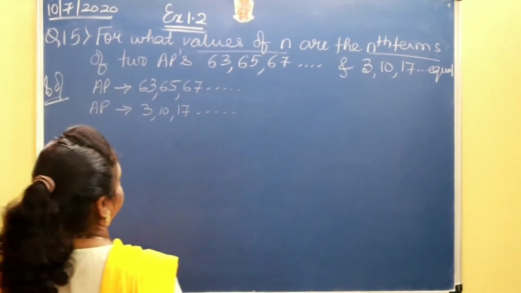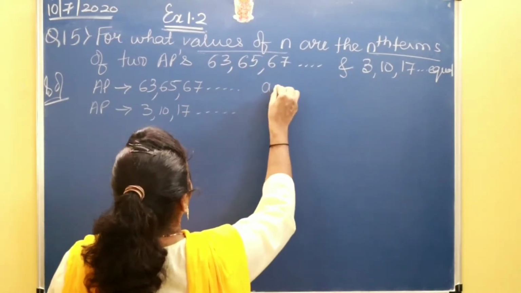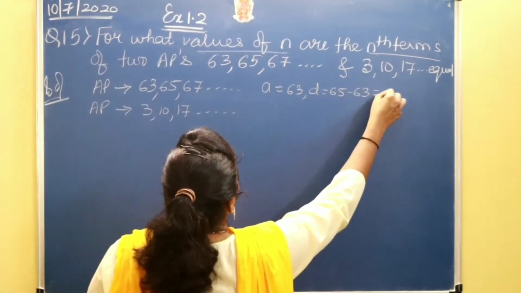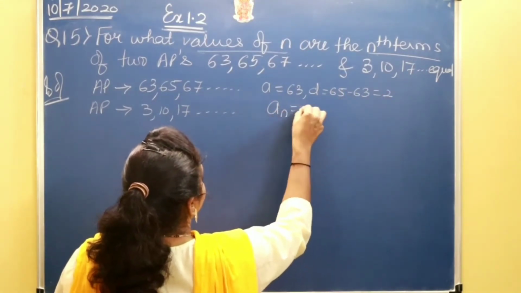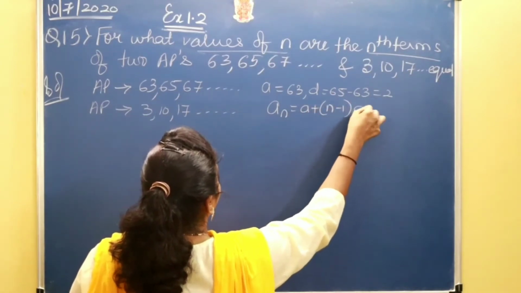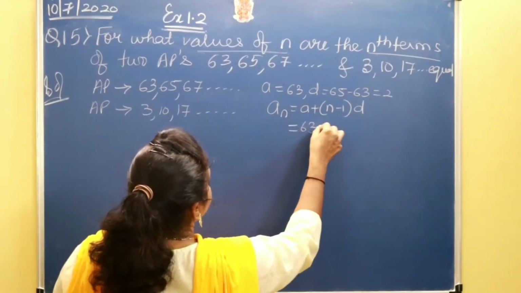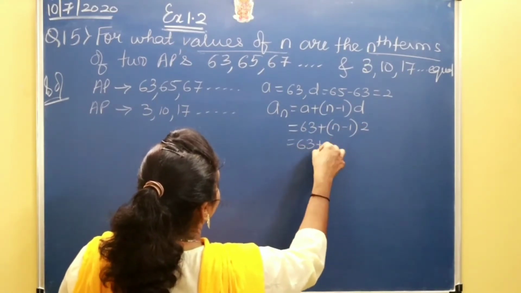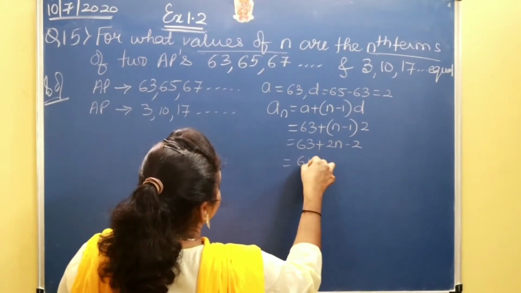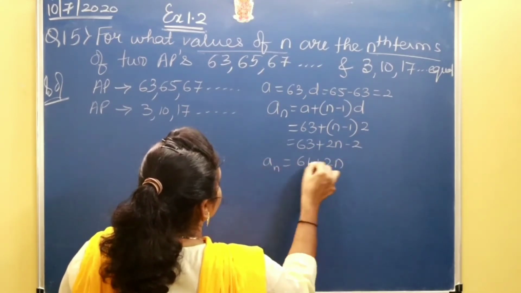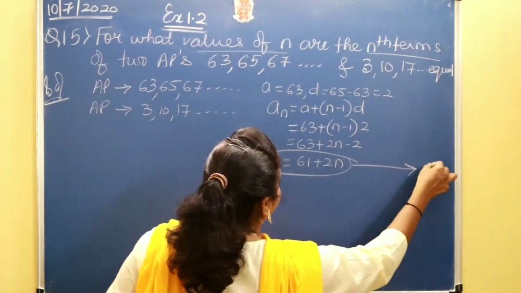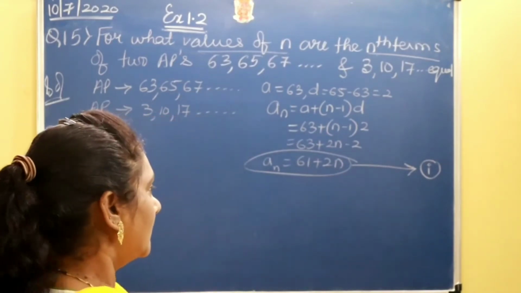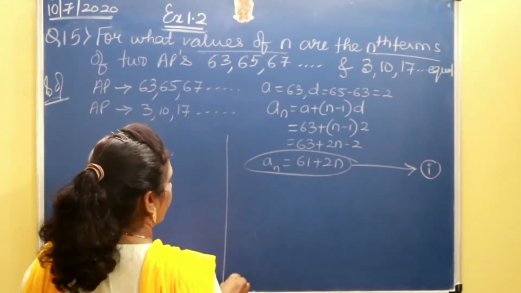Coming to AP1, A is equal to 63, D is equal to 65 minus 63, equal to 2. An is equal to A plus n minus 1 into D. You will have 63 plus n minus 1 into 2, 63 plus 2n minus 2, 61 plus 2n. So your an for the first AP is 61 plus 2n.